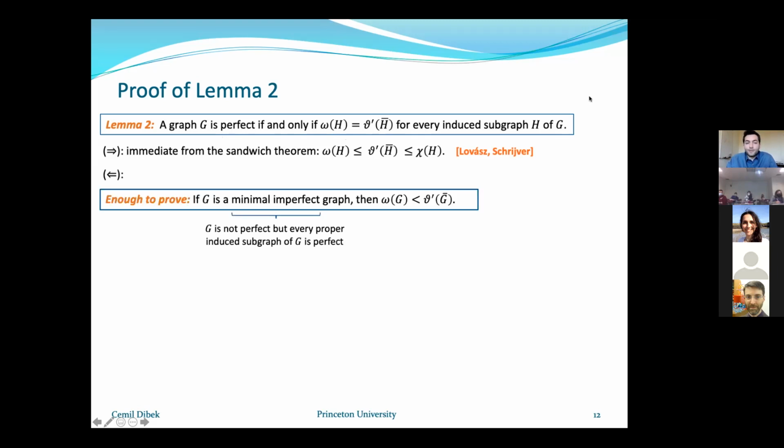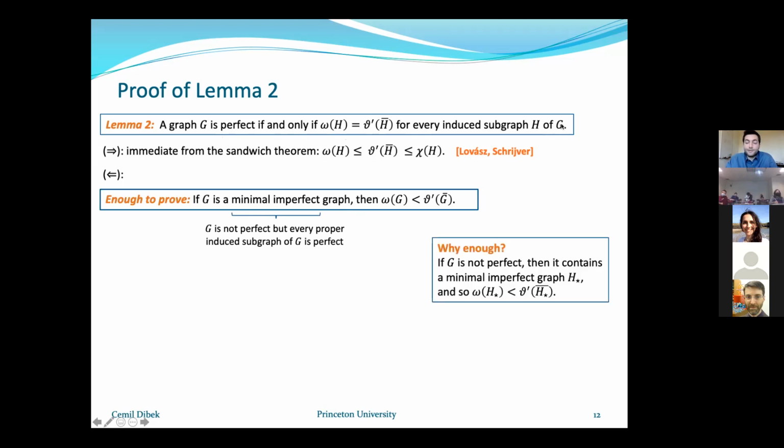So it's enough to prove the following then. If G is a minimal imperfect graph, then there is a gap. A minimal imperfect graph, by the way, is a graph which is not perfect, but every proper induced subgraph is perfect. So why is this enough? Because let's try to prove that direction of lemma 2, believing this fact. Well, if G is not perfect, then it contains a minimal imperfect graph in it. Let's call it H star. And since we believe this fact, there is a gap for that induced subgraph between the clique number and the Shriver number, which is what we wanted, right? We wanted to show that there's a gap between the clique number and the Shriver number for some induced subgraph.